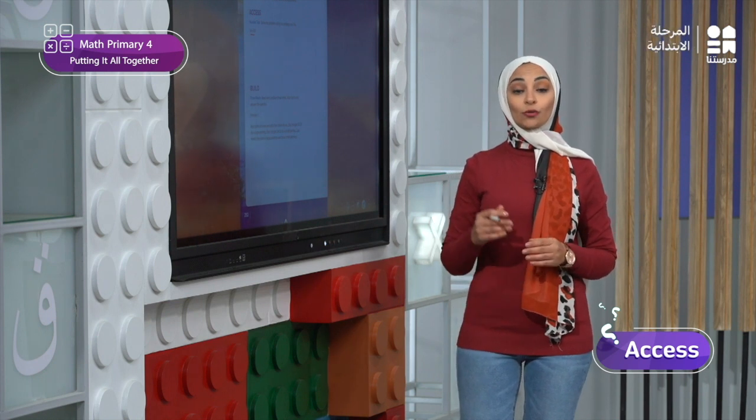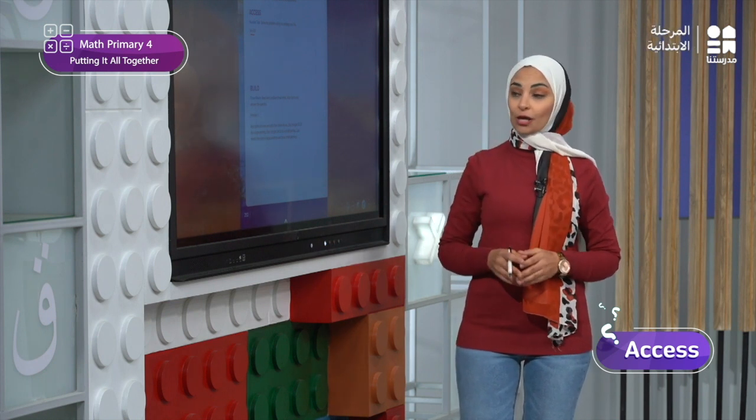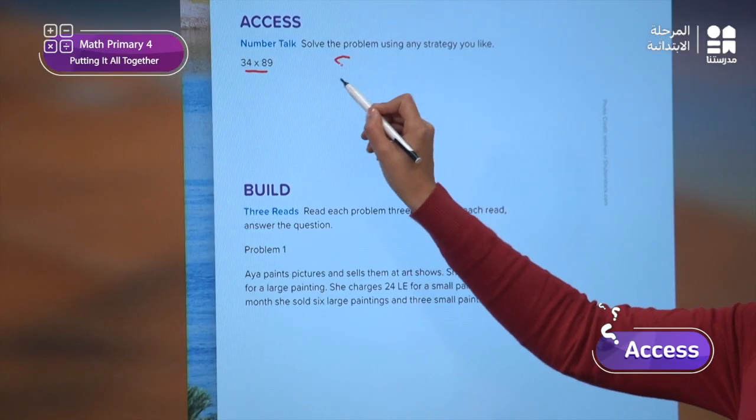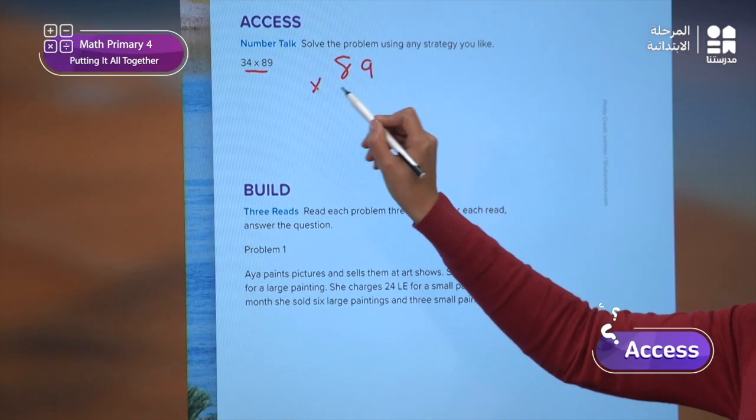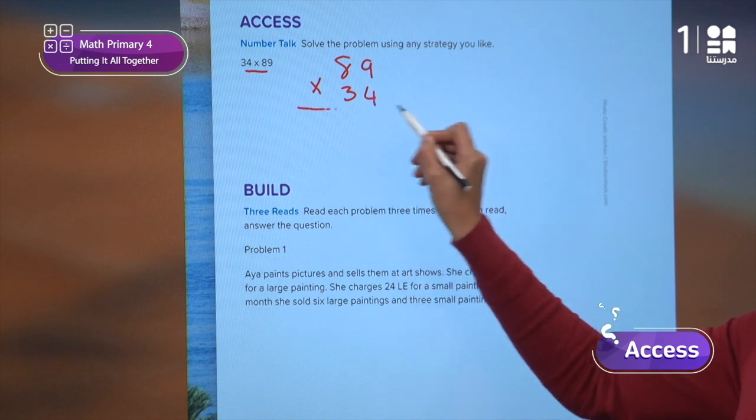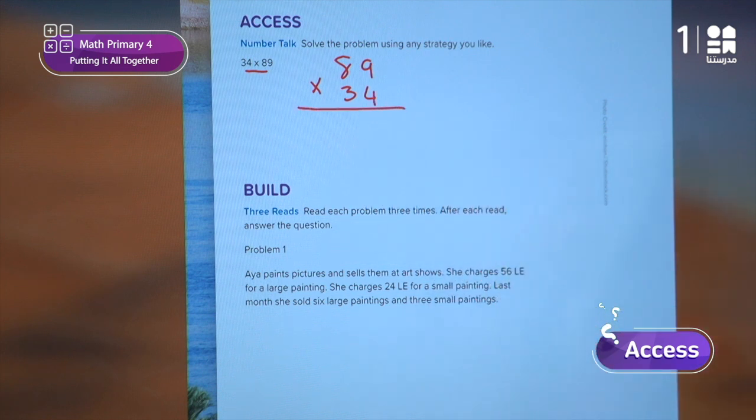First of all, I should write the numbers vertically, under each other. Of course, I will put here 89 times 34. Then, what should I do? I will start by the ones.